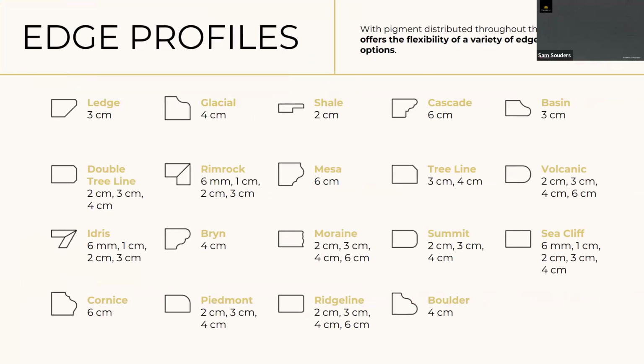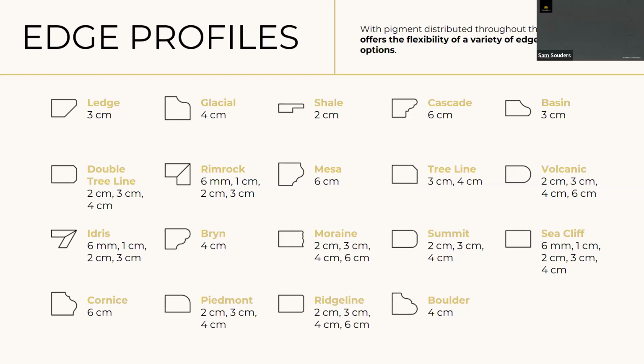Just taking a look at all the edge profiles, all the different options you can pick from. Quartz offers a variety of edges that can be fabricated into different thicknesses from 6 millimeter to 8 cm, with custom edges available from some high-end manufacturers. Do keep in mind that availability varies by market and fabricator, so check with your local fabricator to verify the availability of standard and custom edges.